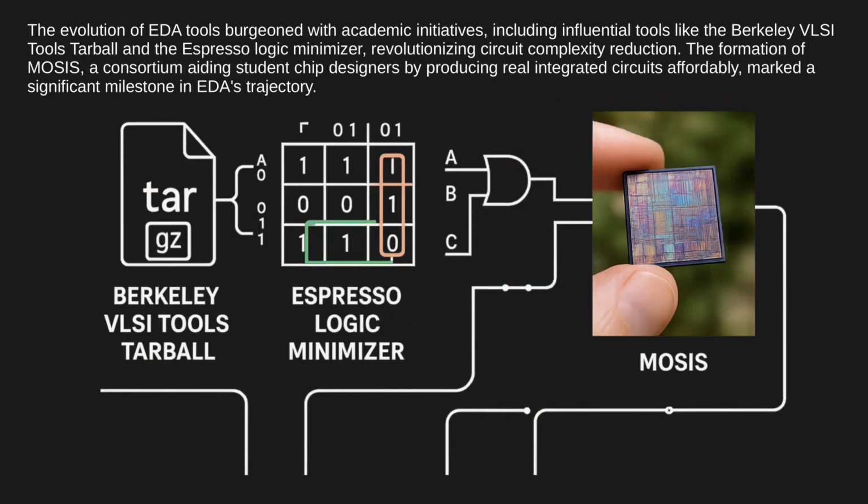The evolution of EDA tools burgeoned with academic initiatives, including influential tools like the Berkeley VLSI tools Tarball and the Espresso Logic Minimizer, revolutionizing circuit complexity reduction. The formation of MOSIS, a consortium aiding student chip designers by producing real integrated circuits affordably, marked a significant milestone in EDA's trajectory.